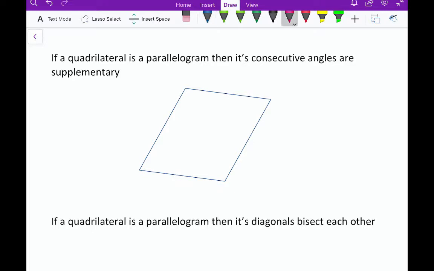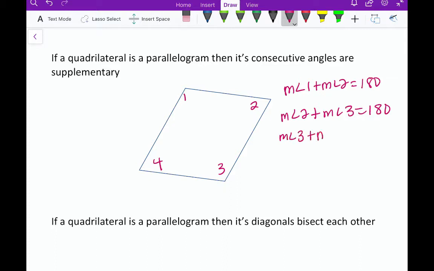So if I call this angle 1, 2, 3, and 4, the consecutive angles are angle 1 and angle 2. So the measure of angle 1 plus the measure of angle 2 equals 180. That means supplementary. The measure of angle 2 plus the measure of angle 3 equals 180. Those are also consecutive. Measure of angle 3 plus measure of angle 4 equals 180. And the measure of angle 4 plus the measure of angle 1 equals 180. And again, based on those statements is how we figure out that the opposite angles are congruent.